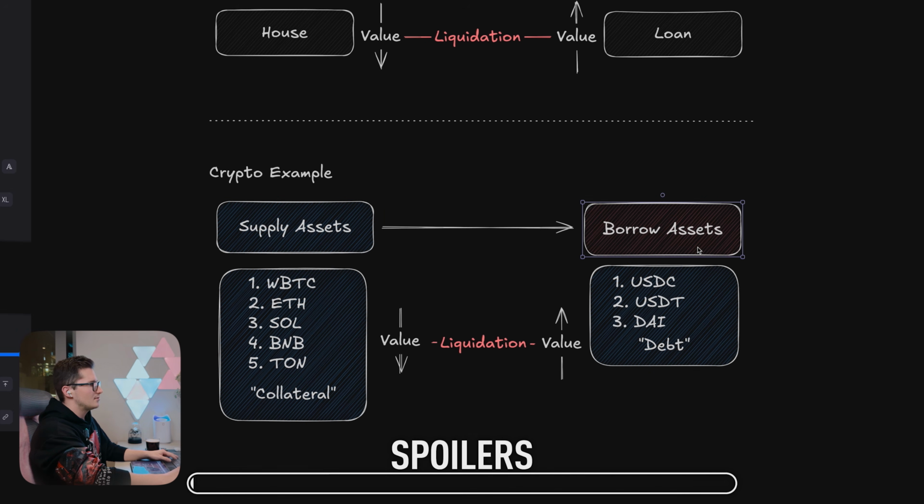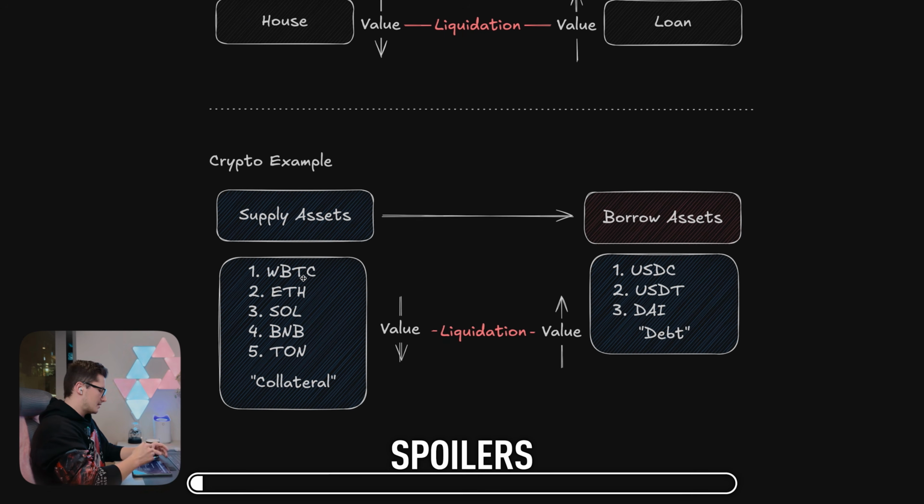You do have supply assets and you do have borrow assets. In supply assets, it could be actually anything, but let's take the example of volatile assets. So you do have Rapid BTC, it's a Bitcoin from the Bitcoin network on Ethereum. You can have ETH, SOL, BNB, TON, it doesn't matter. All of these are volatile assets, and this is the collateral, or supply assets. It's usually called supply assets in the lending protocols.